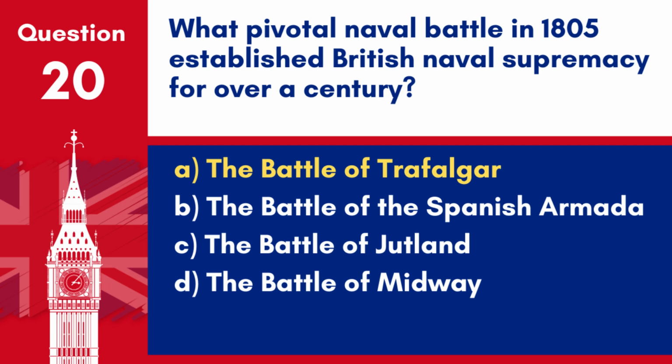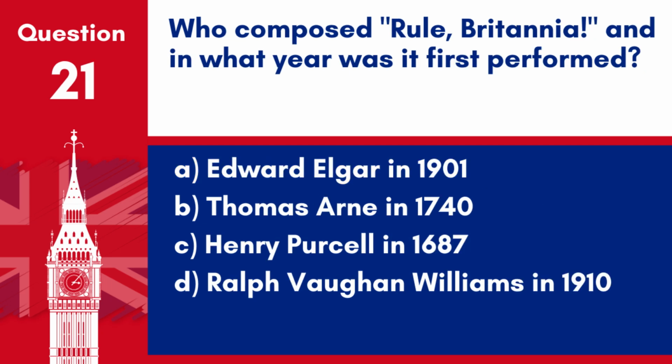Napoleon's forces. Question 21. Who composed Rule Britannia, and in what year was it first performed? A. Edward Elgar in 1901. B. Thomas Arne in 1740. C. Henry Purcell in 1687. D. Ralph Vaughan Williams in 1910. Answer: B. Thomas Arne in 1740. Rule Britannia was composed by Thomas Arne and first performed in 1740.